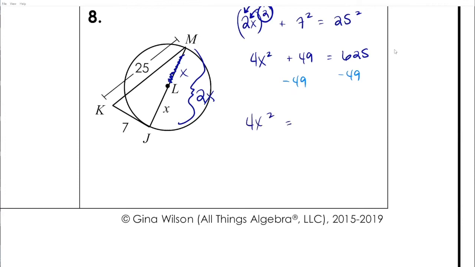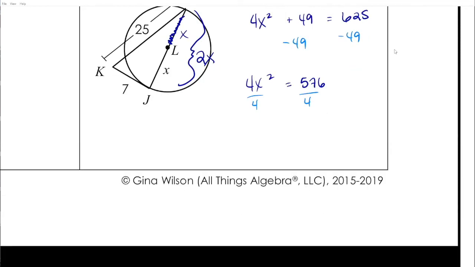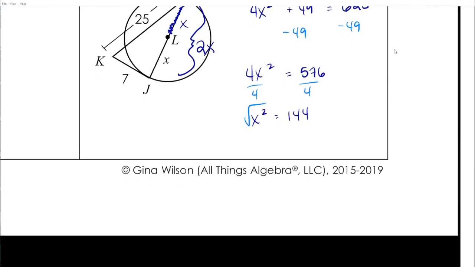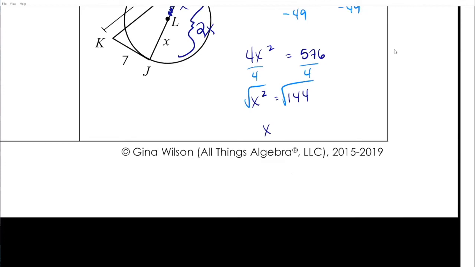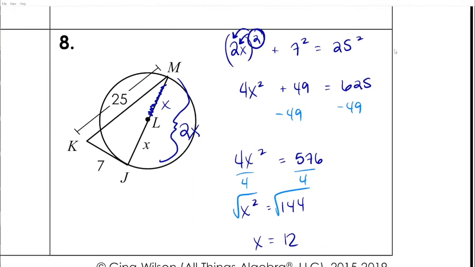625 minus 49 is 576. And again, we're trying to solve for x, so we divide both sides by 4 first. X squared equals 144. To get rid of our square, we're going to square root. So x is exactly 12. Any questions on those?